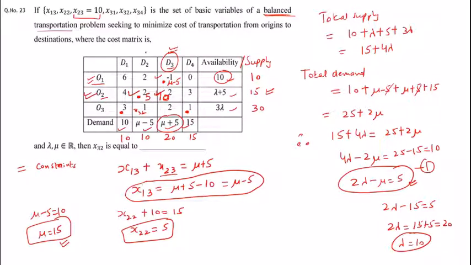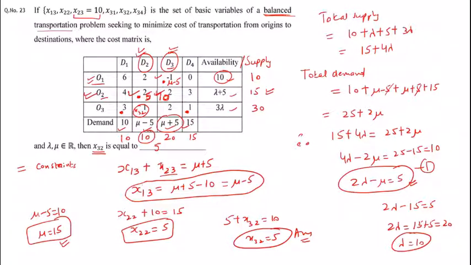Now I'll be using the information of D2. So this 5 plus X32 should be equal to 10, right? So 5 plus X32 should be equal to 10. This gives me X32 is 5. So this is my final answer, because this is what was asked. So we'll write here the final answer, which is 5.